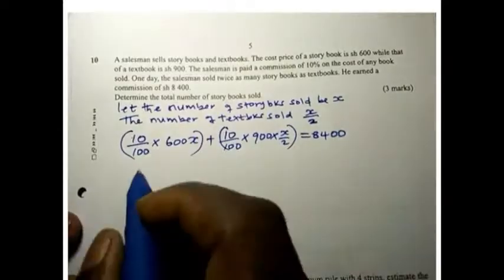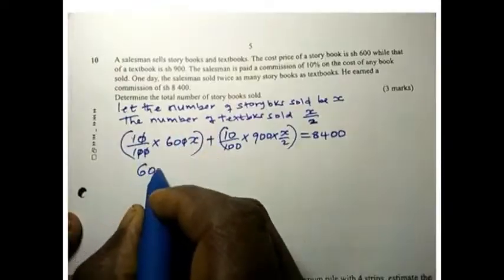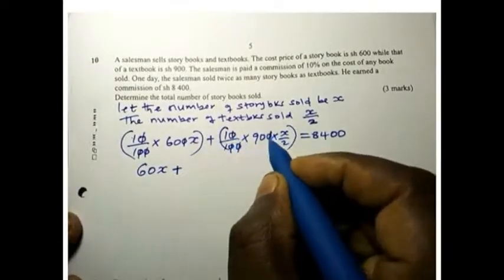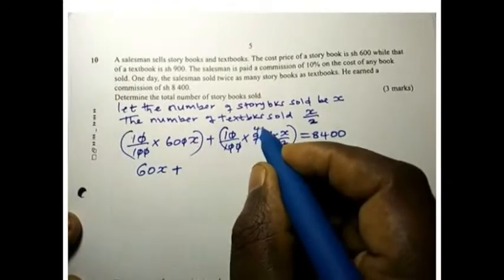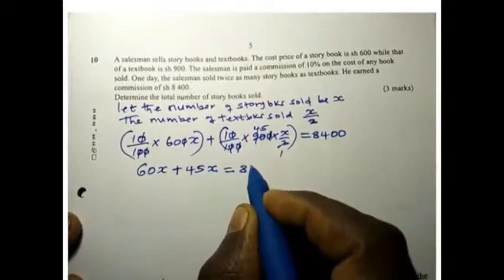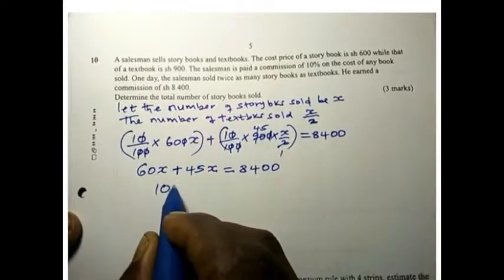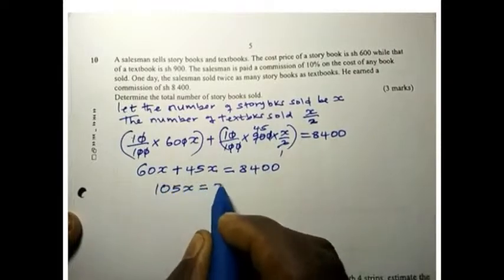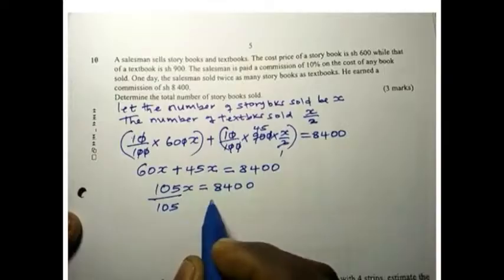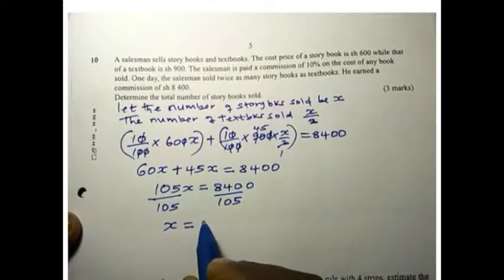So we can remove this and this one. So we will have 60X plus this one and this one, so we will have 45X is equal to 8,400. So this plus this is going to give us 105X equal to 8,400. So we divide by 105, and we find that the value of X is equal to 80.